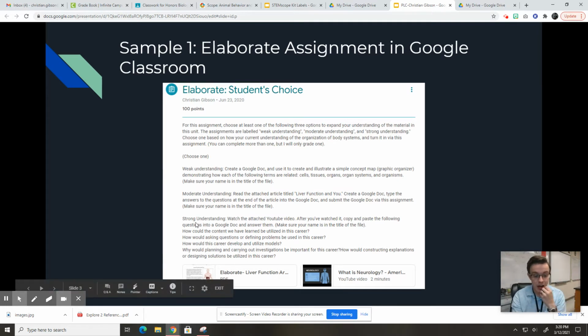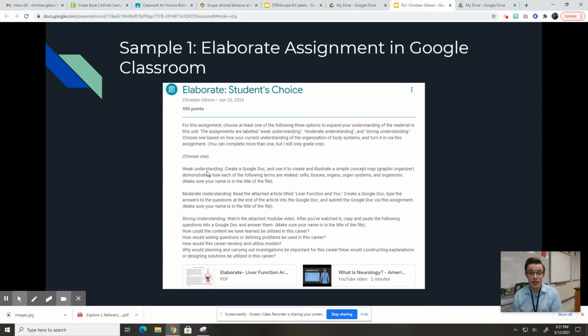So for this one, for the strong understanding, they watch a video about a career in neurology, and then they answer questions about that career. If they feel like they have a moderate understanding, then they're going to read an article about liver function, which is a little more straightforward, just diving deeper into one specific body system, and not as accelerated, as far as differentiation goes, as the strong understanding assignment.